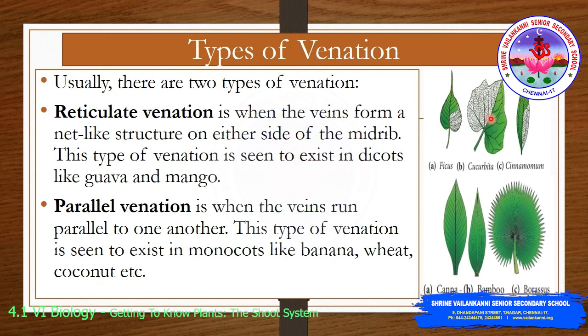The next type is parallel venation, in which the veins run parallel to one another. This type of venation is seen to exist in monocots like banana, wheat, coconut, etc.